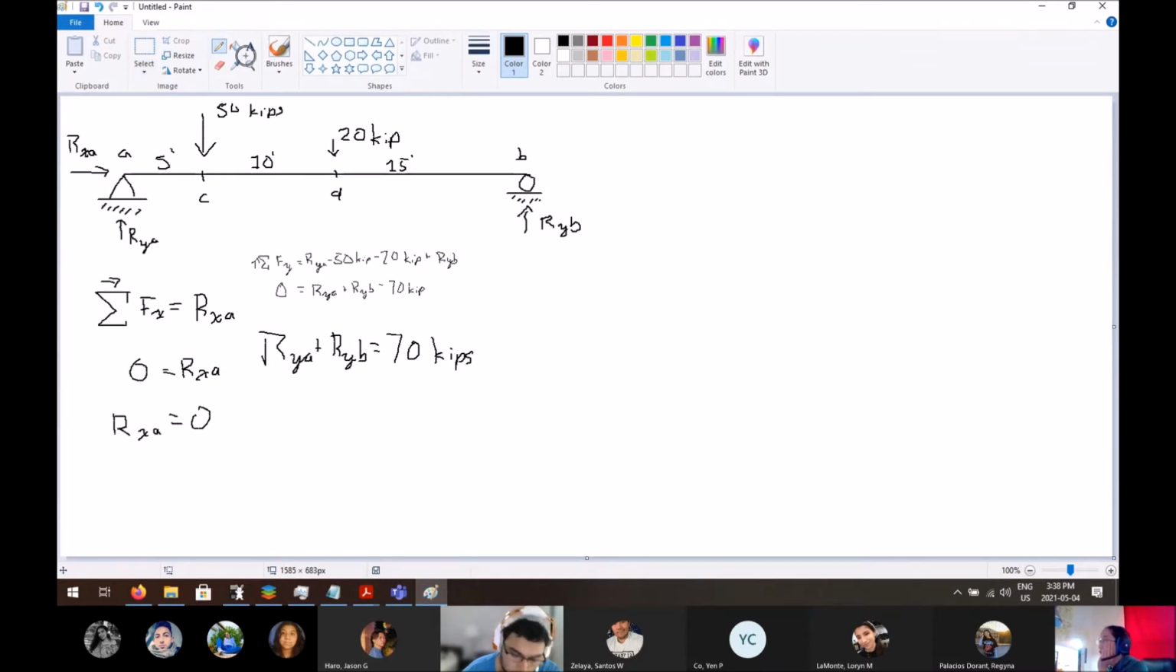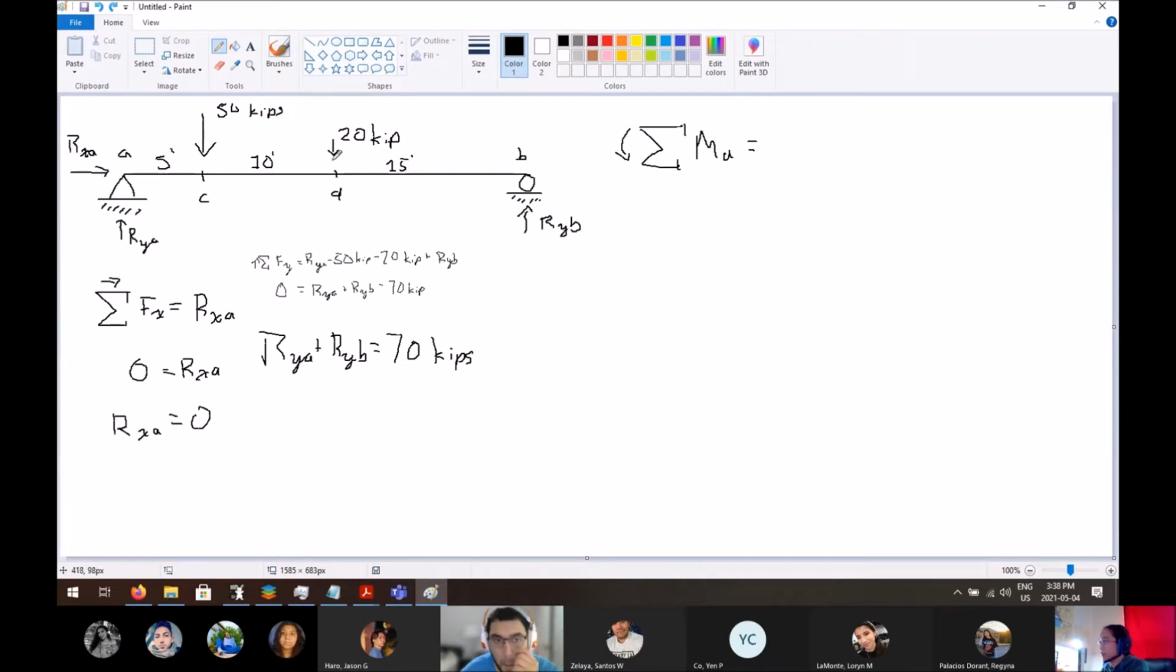Summation of moments. Now we got summation of moments right here. Let's just take them at A. Summation of moments at A. We're going to assume counterclockwise is positive. Right, so RXA, that's pointing directly at A, so it goes directly through that point, so we're not going to include it. RYA also goes directly through that point, so we're not going to include it.